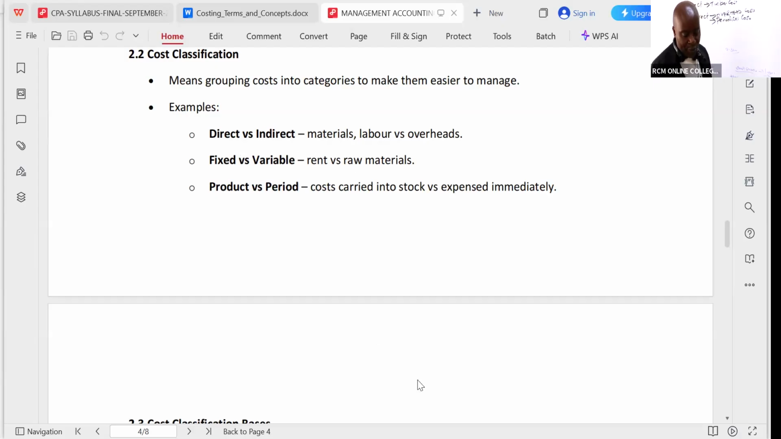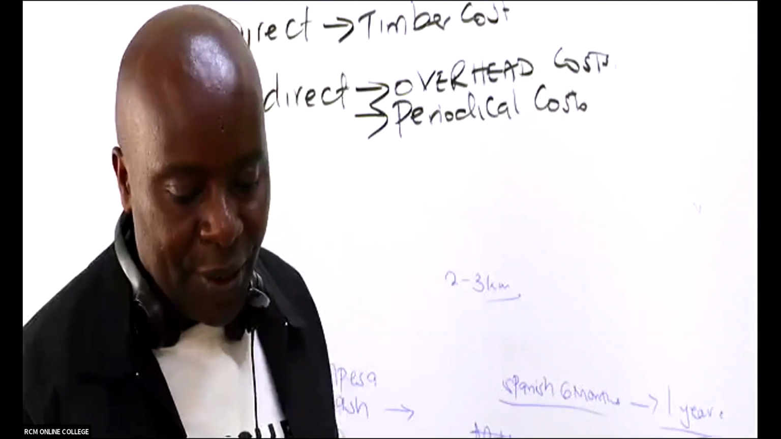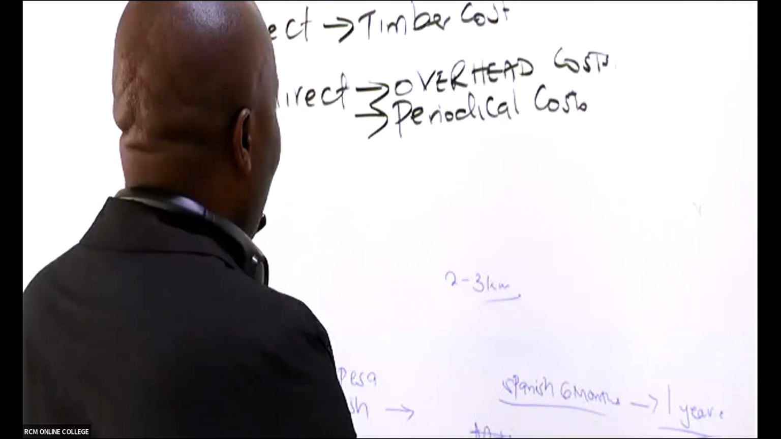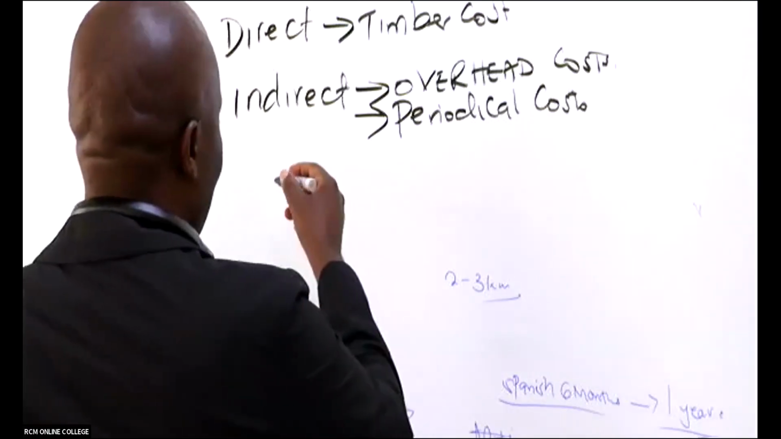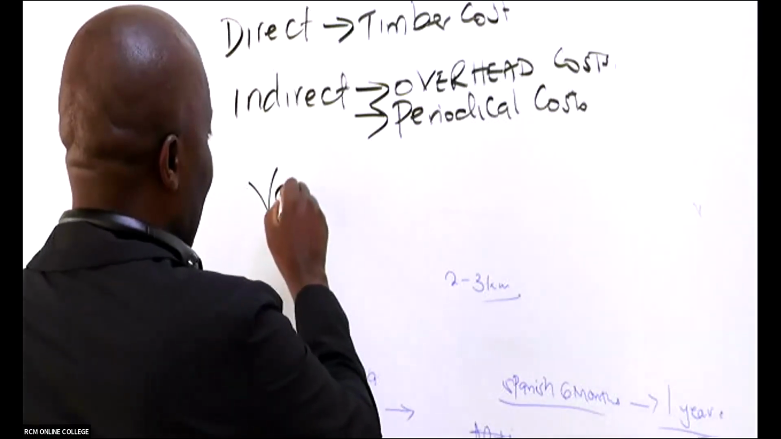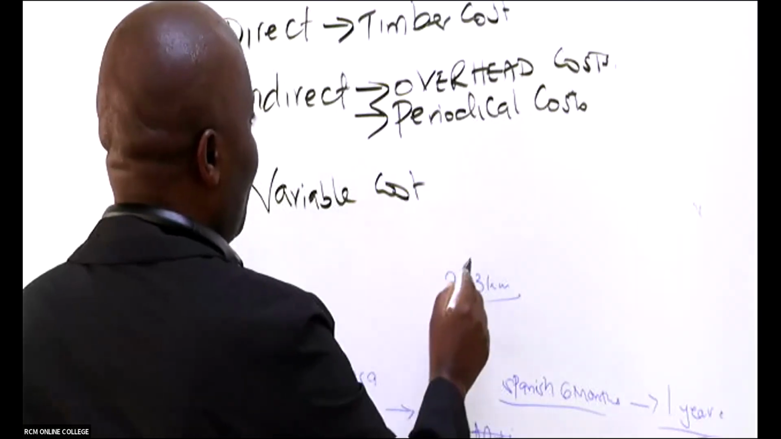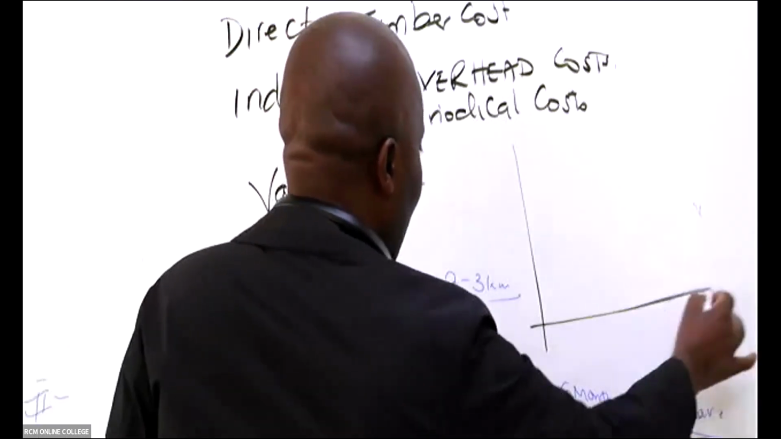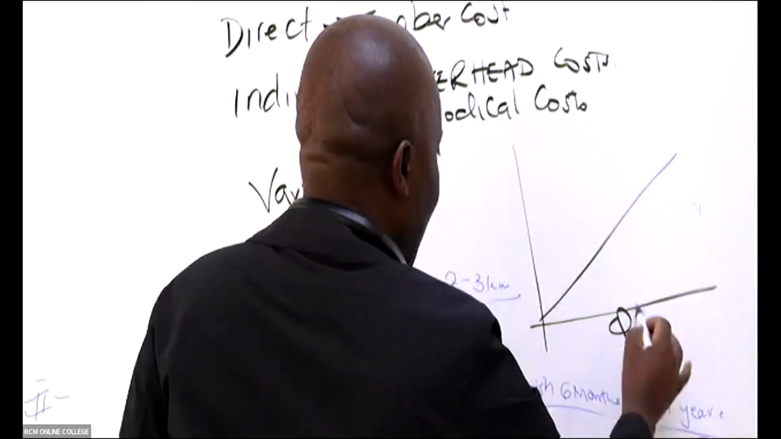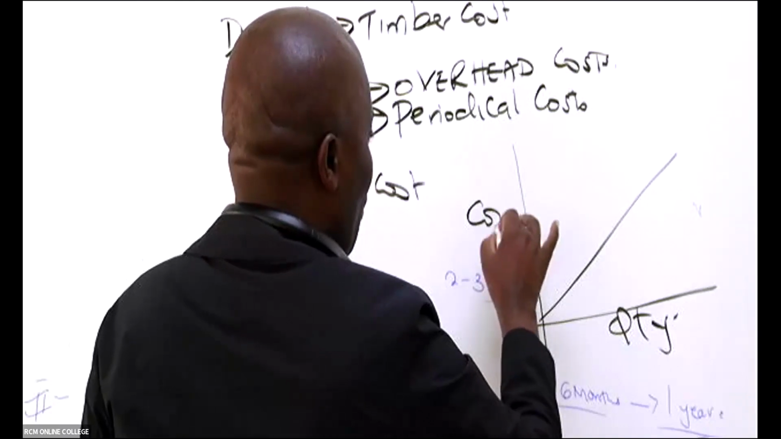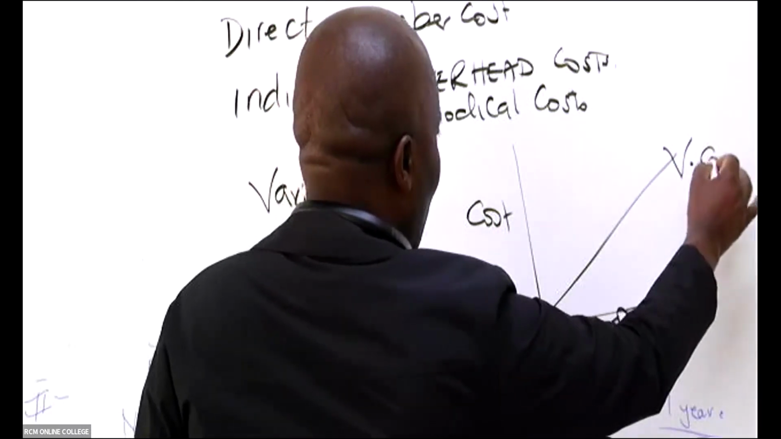Listen to me very well, ladies and gentlemen. Whenever we talk about costs, we have some other classification. Like we have what we call variable costs. So variable costs, they behave like this. If this is quantity and these are costs, variable costs will behave like that.